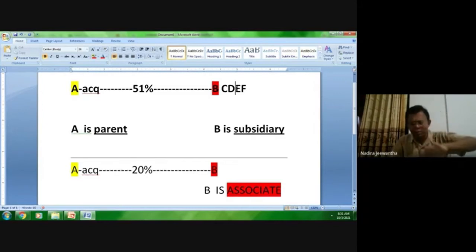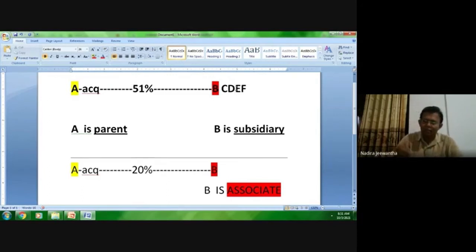Or it can be less than 51%, but on the condition that you should be able to appoint a greater number of directors, meaning you control the company. Even if you are holding 10% shareholding, but somehow you can control the company affairs, you have the authority to appoint more directors to the board, then you become a subsidiary. It doesn't necessarily need to have 51%.